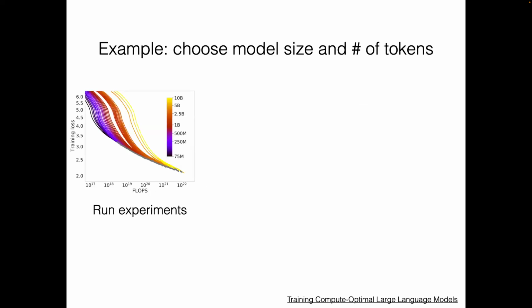So in the next 2 minutes, let's quickly look at examples. A really famous example is trying to choose the best model size and number of tokens for a given compute budget. You can imagine training a really small model for many tokens, or training a really large model for fewer tokens, and in both cases having the same compute budget. And the basic idea here is you again run many different experiments.